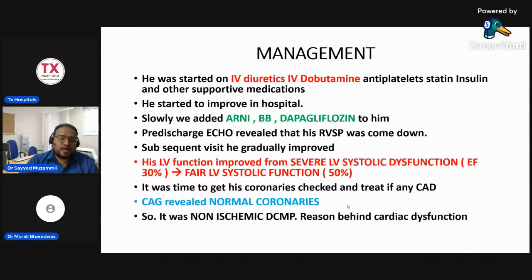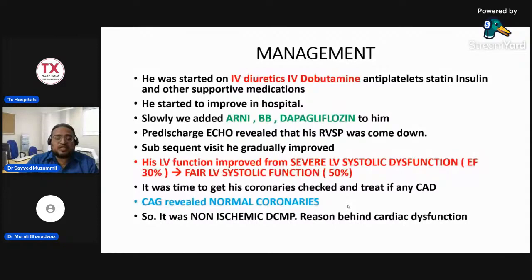So we did a coronary angiogram to see if there is underlying coronary artery disease, and we found that his coronaries were normal. So he was actually a case of non-ischemic dilated cardiomyopathy. So that was the reason behind his cardiac dysfunction. Many reasons of cardiac dysfunction can be there: ischemic cardiomyopathy, non-ischemic cardiomyopathy, nutritional deficiencies and all. So we found that he is having non-ischemic cardiomyopathy, probably secondary to some genetic problem or secondary to diabetes leading to diabetic cardiomyopathy. And once all these issues were solved, his LV function improved.